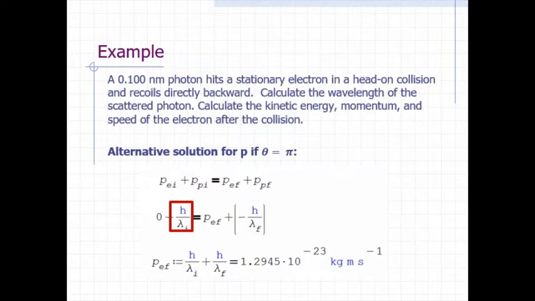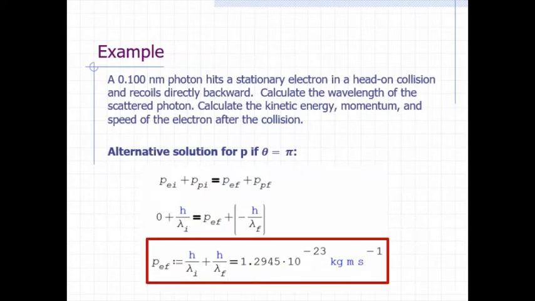After the collision, we're representing the momentum of the electron here as p sub ef. And the momentum of the recoiling photon is negative h over lambda sub f. Note that it is negative since it is moving in the opposite direction. Solving for p sub ef, we find that the momentum of the electron to be 1.29 times 10 to the negative 23 kilogram meter per second, which is the same answer we got earlier. Note that you cannot use this approach if theta is not 180 degrees, because you'll need to resolve the components of the momentum vectors.